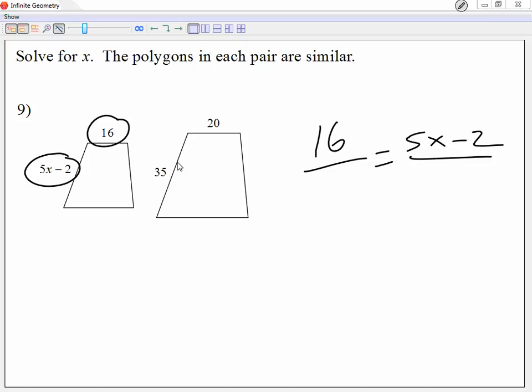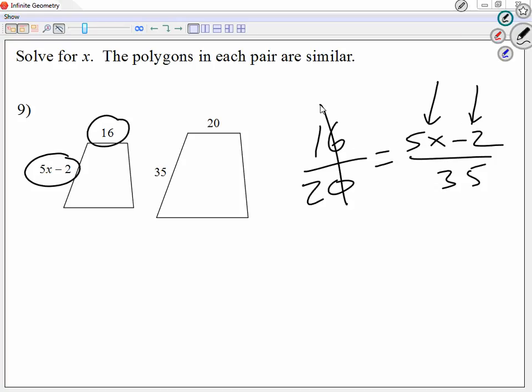For the other measurements, I have 20 and 35. We know 20 is smaller than 35. We can cross multiply. Whenever you cross multiply and there is a plus or minus in there, make sure that if I cross multiply right now, the 20 is multiplied to the 5 and to the 2. So make sure you multiply to both. But before I cross multiply, I'm going to simplify.